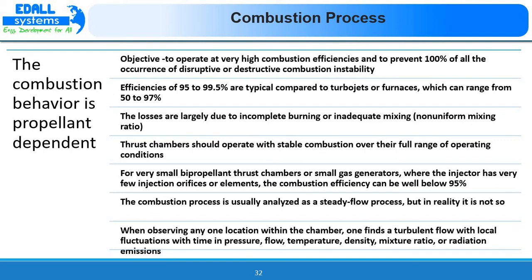The thrust chamber should operate with stable combustion over its full range of operating conditions. This is a must, throughout its operation during the flight. For very small bipropellant thrust chambers or small gas generators, where the injector has very few injector orifices or elements, the combustion efficiency can be well below 95%. We have seen how this happens.